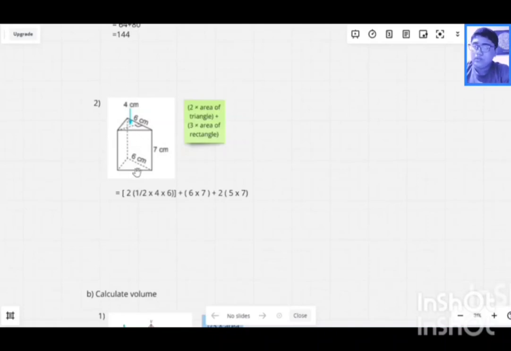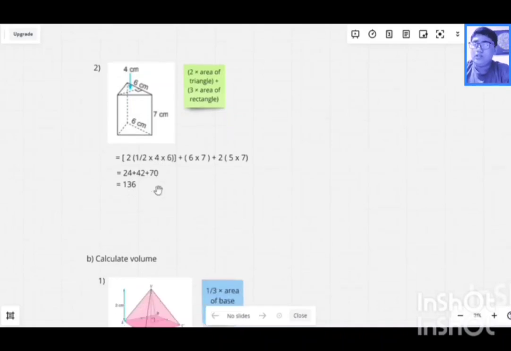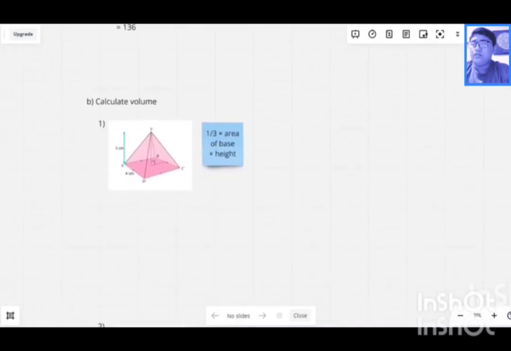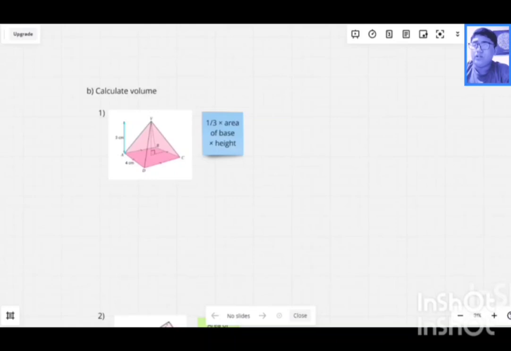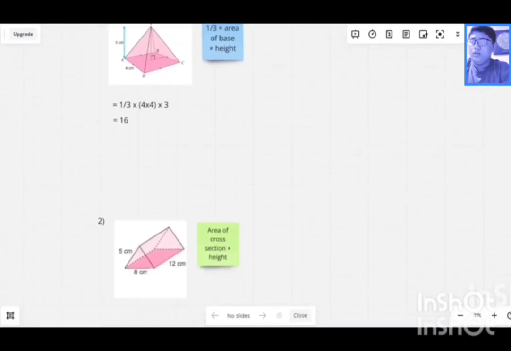So we need to calculate these two rectangles, and then we get 24 plus 42 plus 70, and the final answer is 136 cm square. If the question asks you to calculate volume of pyramid, don't forget the formula. So 1 over 3 times area of base, 4 times 4, times height. Height is 3 cm, we will get the final answer 16.